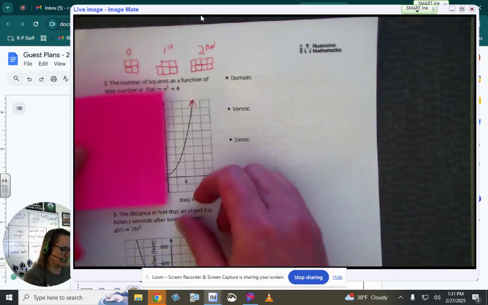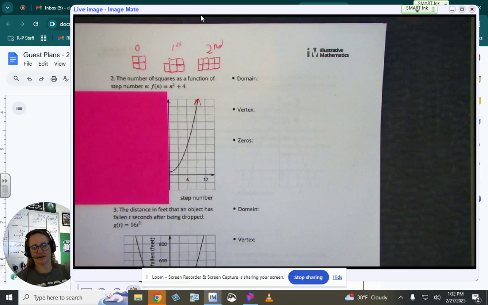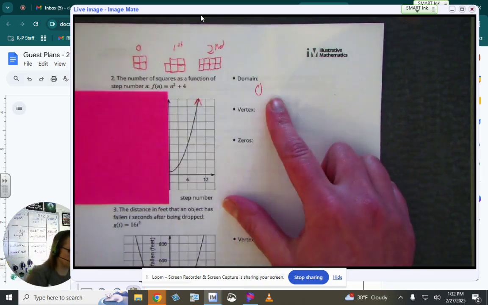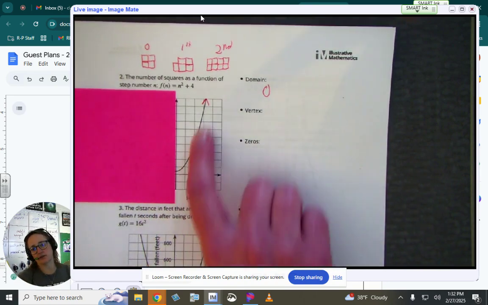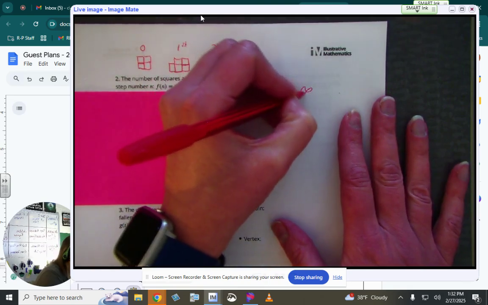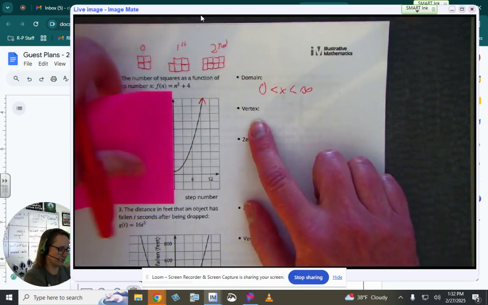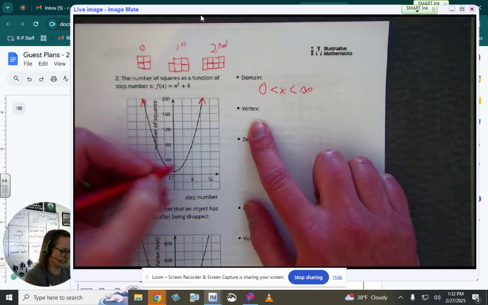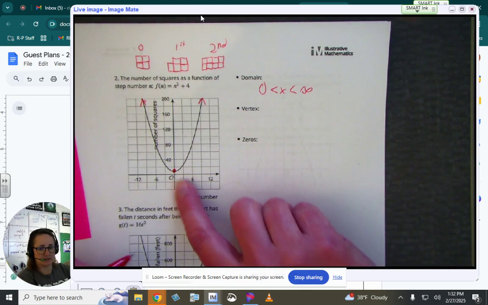So this one, I think we're going to start it just like this. That's as low as I can go. I don't have a negative of a pattern. So our domain starts at 0, but it could grow this way as long as we wanted it to. This graph keeps on going. So this goes up to infinity. And our vertex of our graph is the lowest of the low. It's here. It looks like it happens when x equals 0.